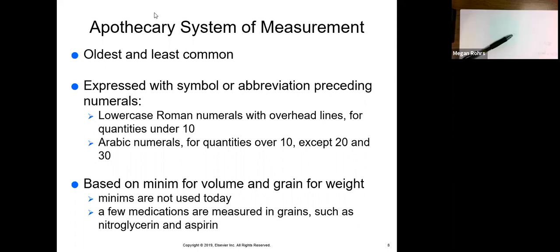Now in the apothecary system, we always indicate the symbol before the number, okay? So the symbol will come before the number. And we also indicate any numbers, if they are less than 10, we indicate those in Roman numerals. Anything over 10, we can indicate in just regular numbers or Arabic numerals that we're used to. There are a couple exceptions here. They would like us to write the number 20 and the number 30 in Roman numerals.